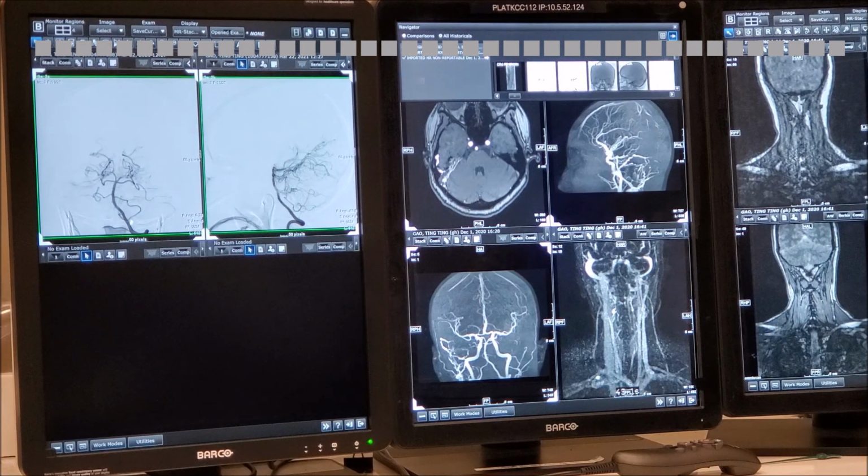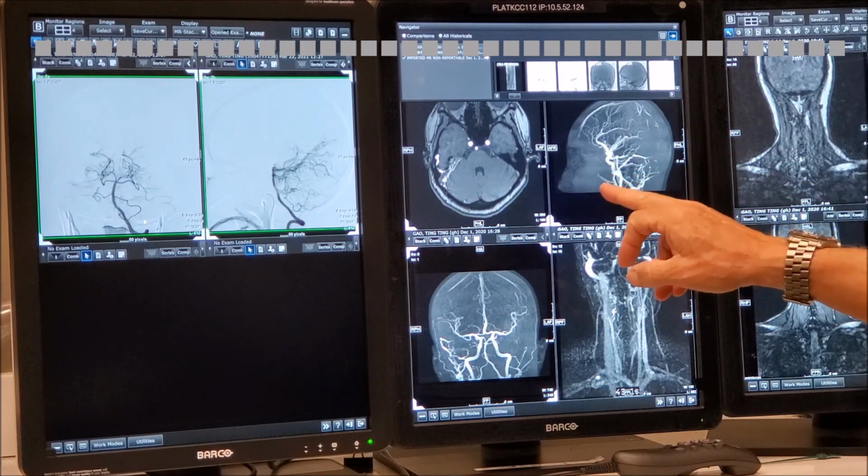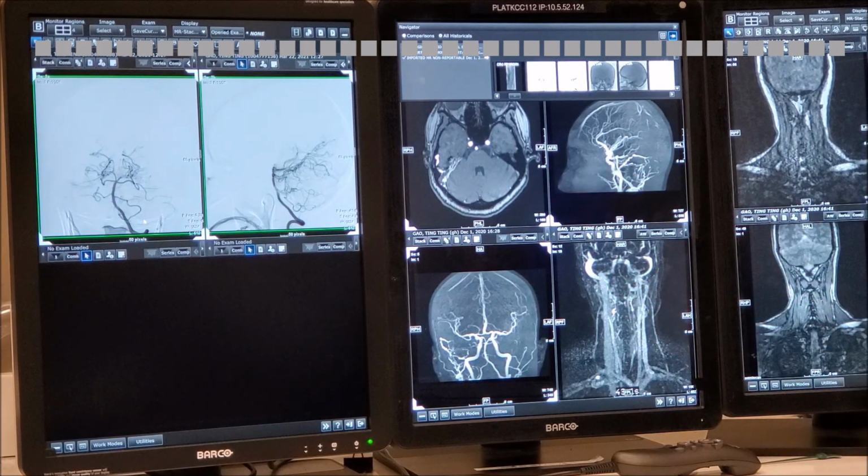Now your first injection is the left. This is a right side lesion. My first shot here is the left vert. That would not have been my choice, but it's okay. So here we see the left vertebral. Do you see any supply to the malformation?